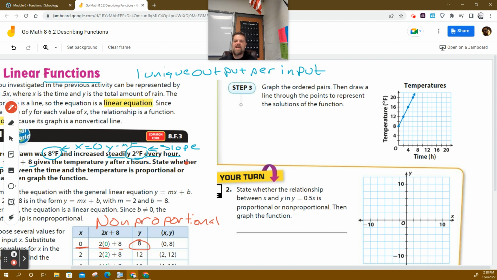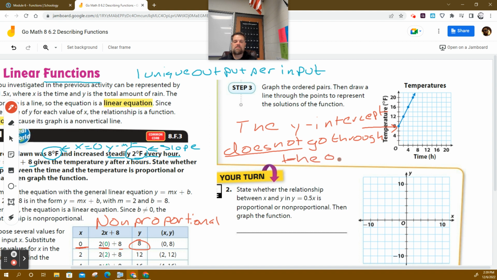I'm recording. So it says graph the ordered pairs. Is this going through the origin? No. So write this down. The y-intercept does not go through the origin. So it's non-proportional.